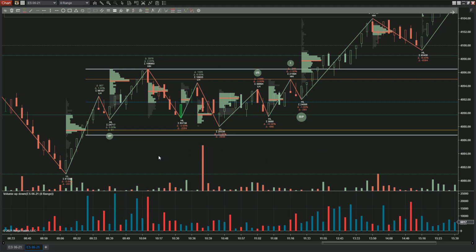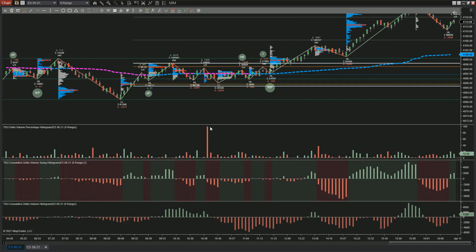Now, if I come over to the other template here, I can look at this and say, well, hey, that's almost 100% of that volume. The percentage of market sell orders was almost 100% in that bar.